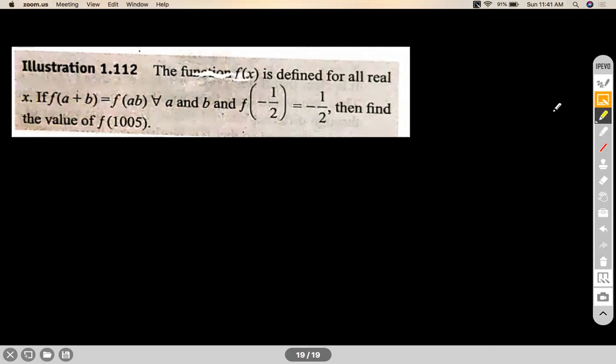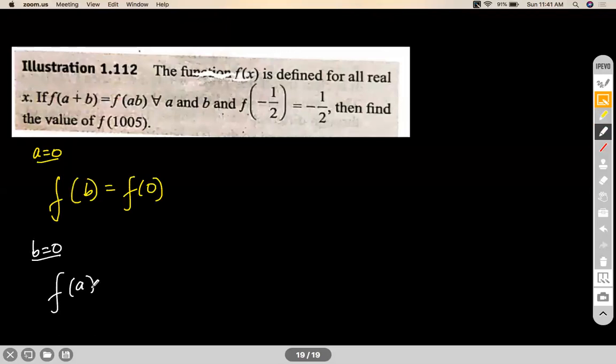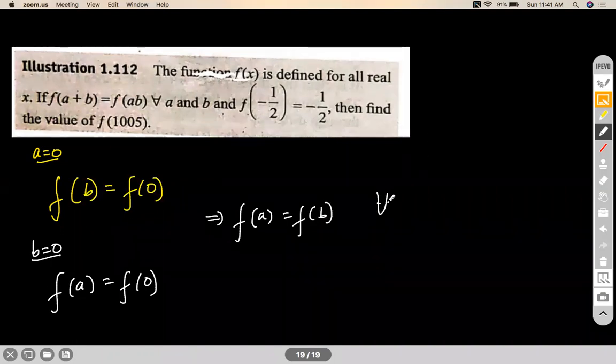Okay, let's check this out. Let's say I put A as 0. So I'll get FB is equal to F0. Even if I put B as 0, I get FA is equal to F0. What does it imply? It implies FA is equal to FB for any A and B. That means any two values you put there are equal.